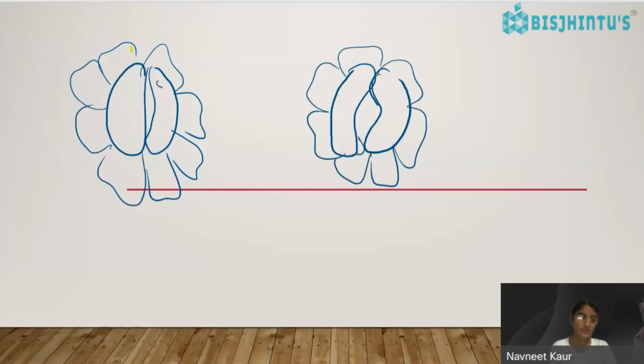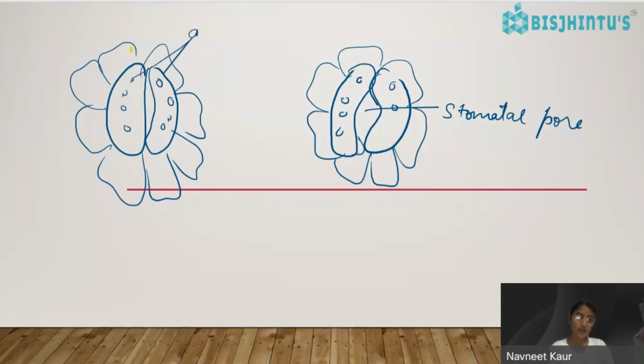So here we have some cells in which guard cells are present. Then there are some chloroplasts and the stomatal pore. Right, this is the stomatal pore. Here, these are the guard cells. These parts are the same. If this is the stomatal pore, this is definitely going to be the stomatal pore, and these are going to be guard cells.